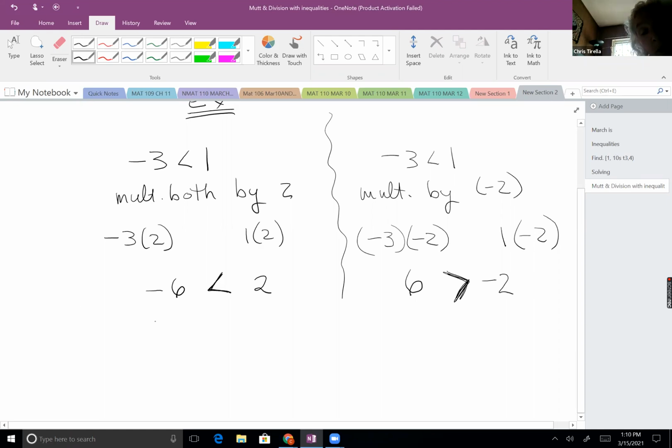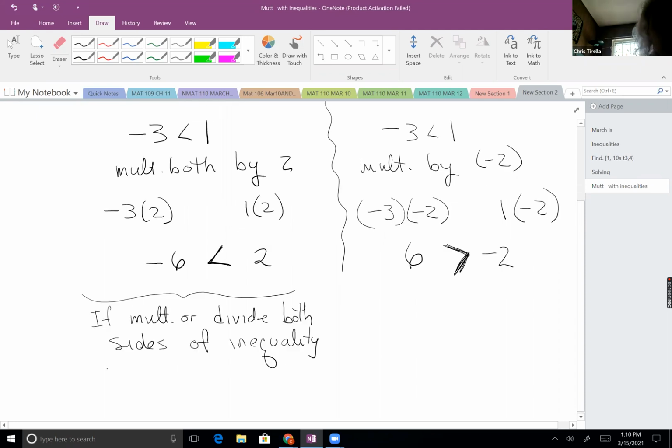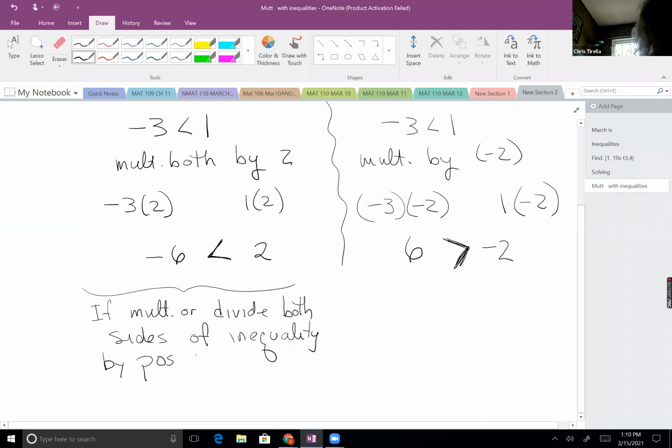So do you see that from the example, if I multiply or divide both sides of an inequality by a positive, it remains the same. Gosh, I'm sorry, I cannot spell worth beans. Positive. It remains the same direction.